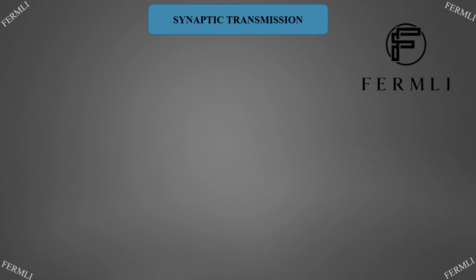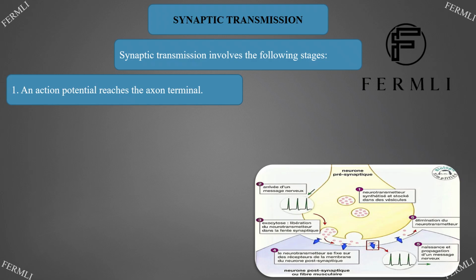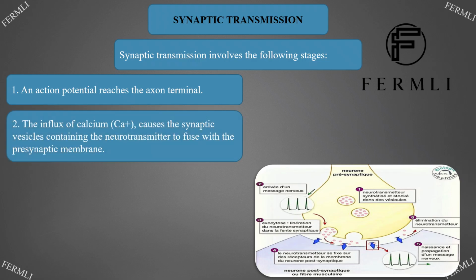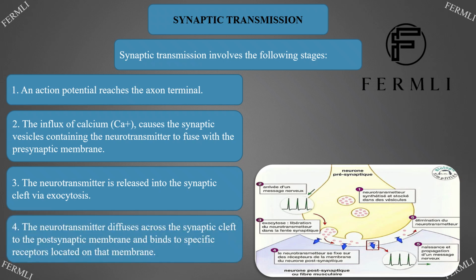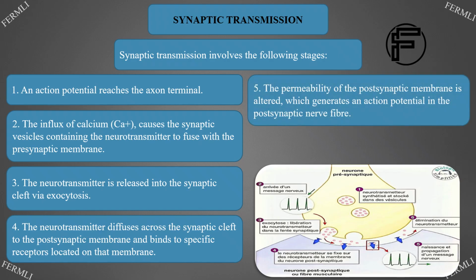Synaptic transmission involves the following stages. 1. An action potential reaches the axon terminal. 2. The influx of calcium, Ca2+, causes the synaptic vesicles containing the neurotransmitter to fuse with the presynaptic membrane. 3. The neurotransmitter is released into the synaptic cleft via exocytosis. 4. The neurotransmitter diffuses across the synaptic cleft to the postsynaptic membrane and binds to specific receptors located on that membrane. 5. The permeability of the postsynaptic membrane is altered, which generates an action potential in the postsynaptic nerve fiber. 6. The neurotransmitter is cleared from the synapse.